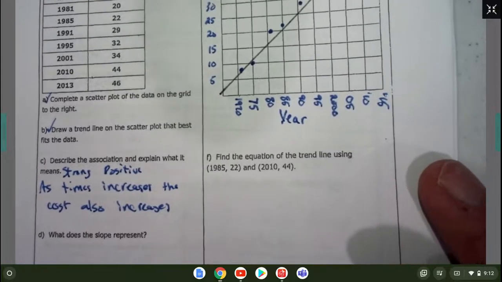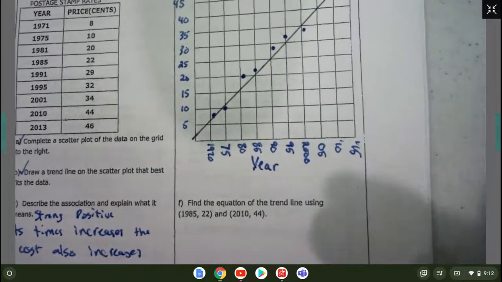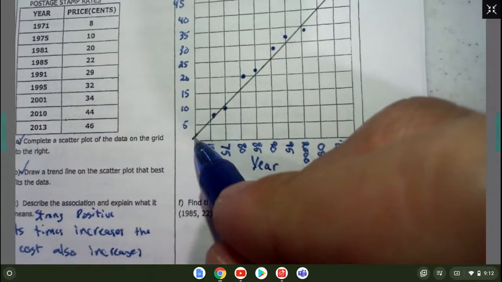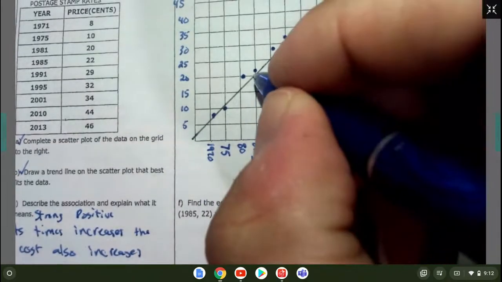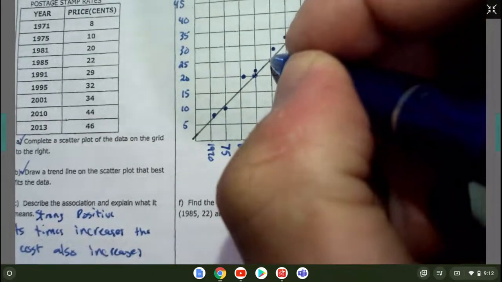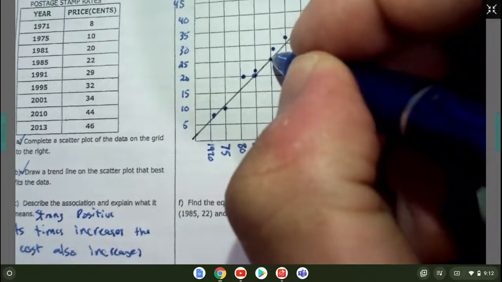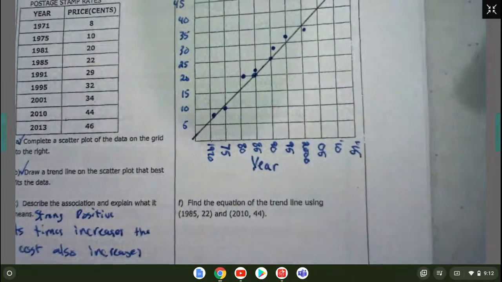What does the slope represent? All right, well, what is the slope? Here's a good point we could use to find slope. Here's another one. So it's going up about 5 cents for every 5 years, about 1 cent per year.